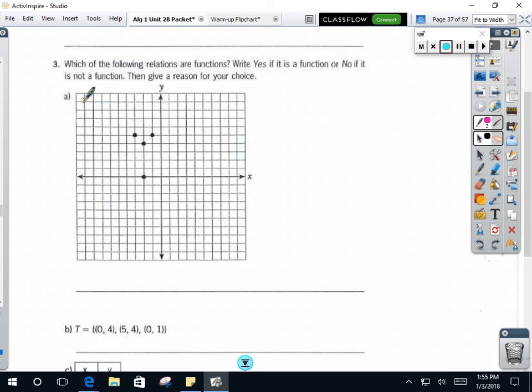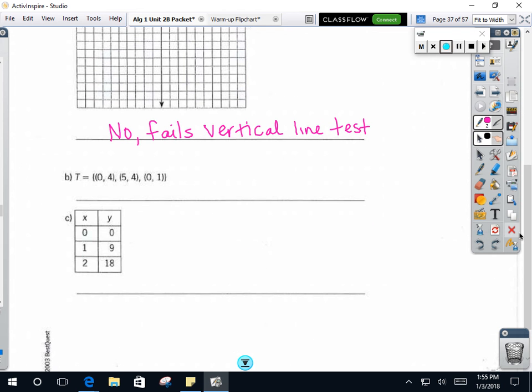Okay, A is a relation that's been given to you as a graph. Is it a function? No. Why not? Right, it fails the vertical line test. Well, I almost choked on my gum. It fails the vertical line test. Okay, what about B? No. Why not? Right, the x value of 0 has two different y values.